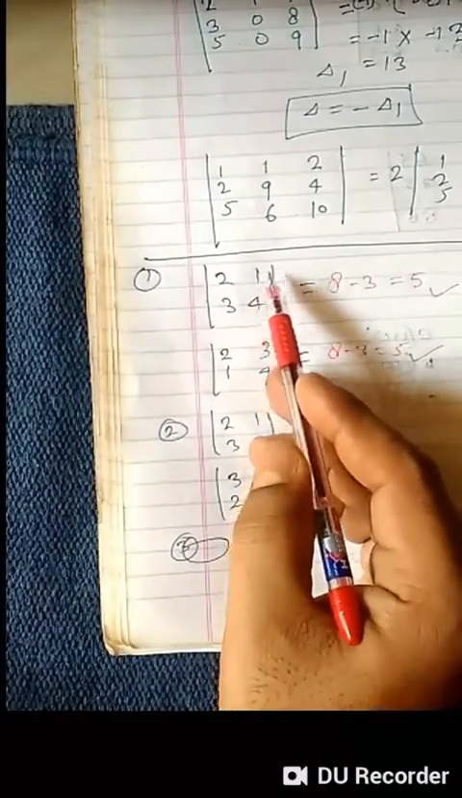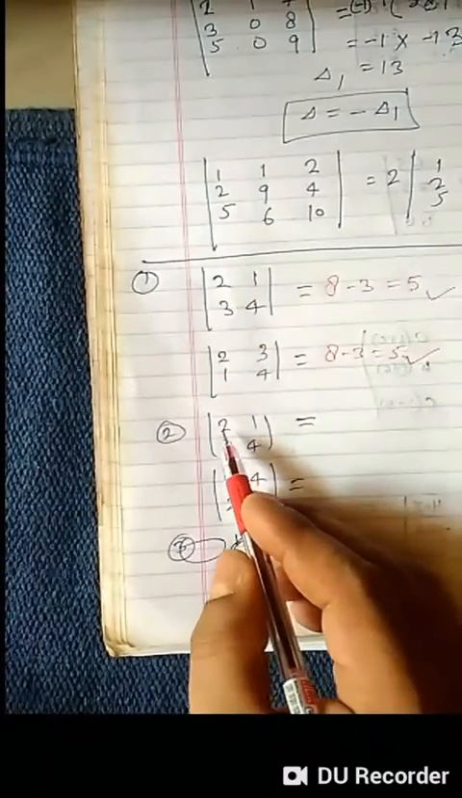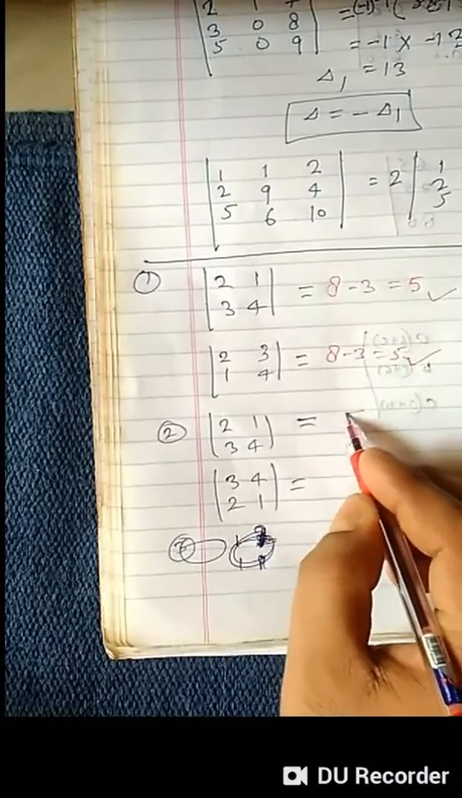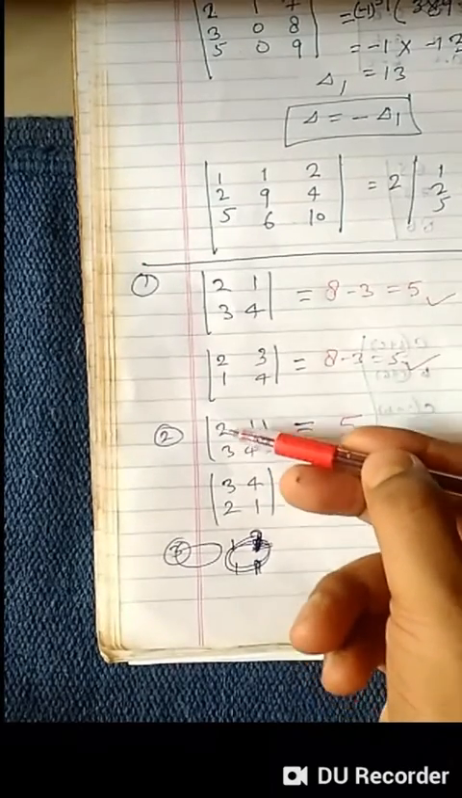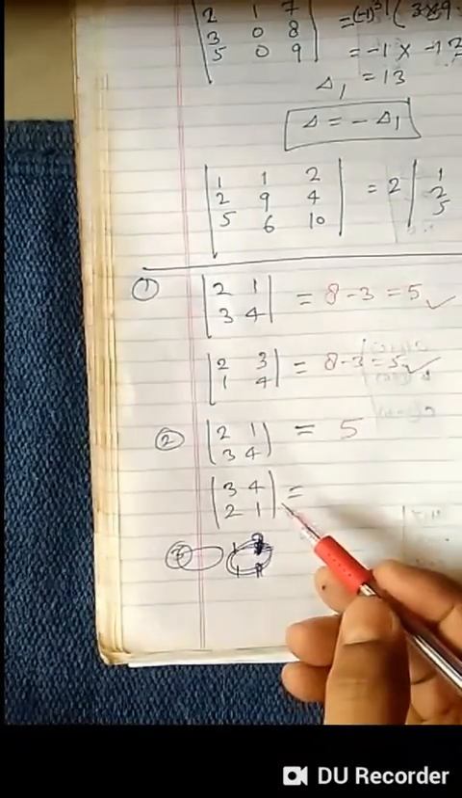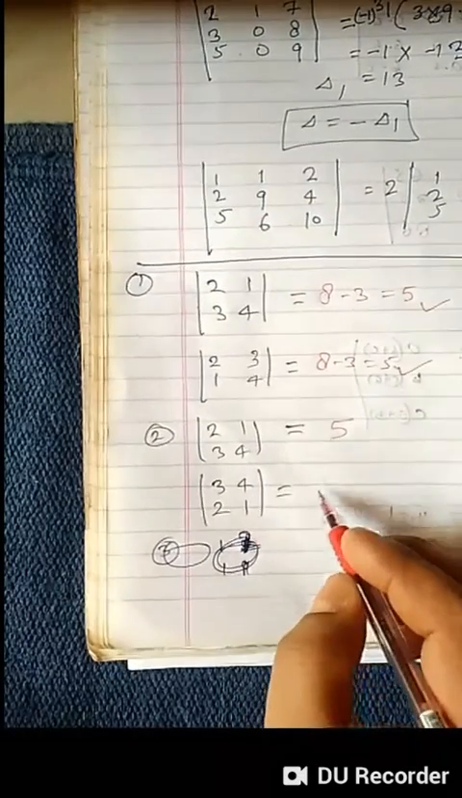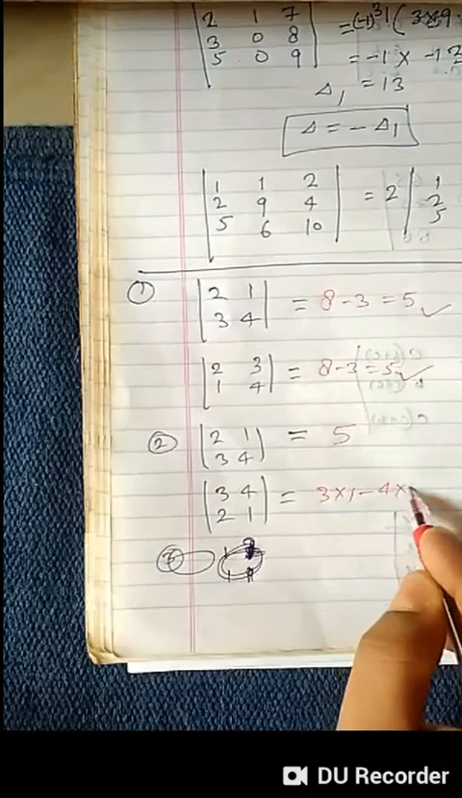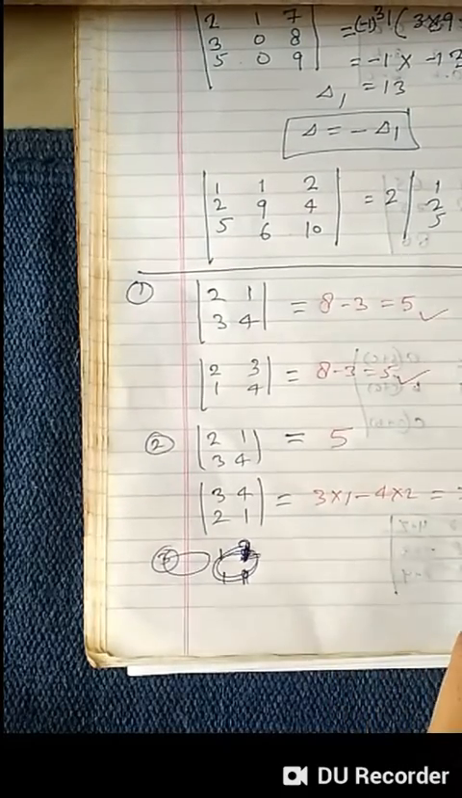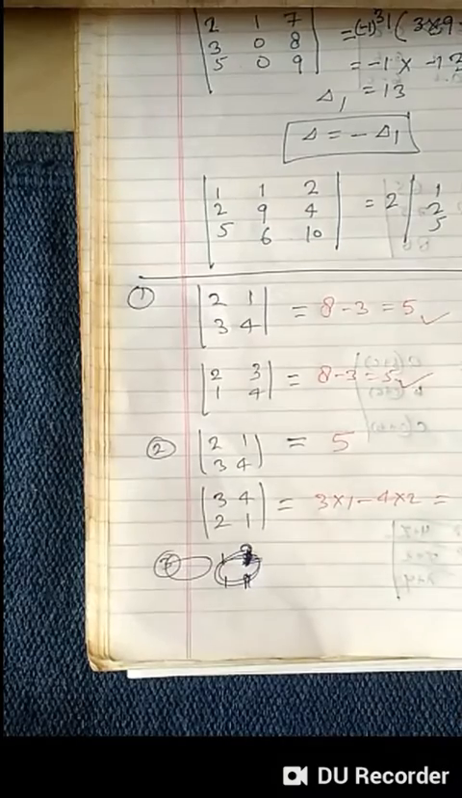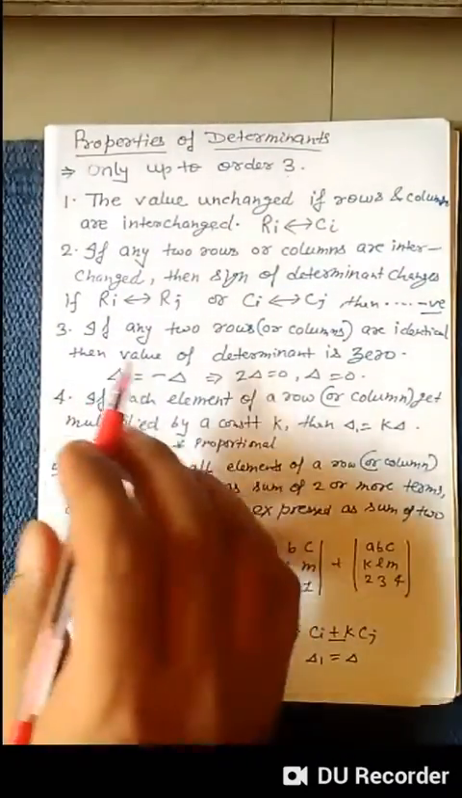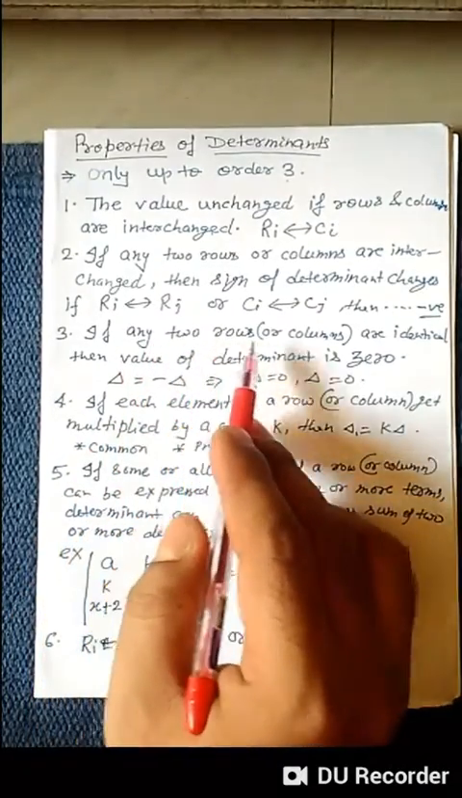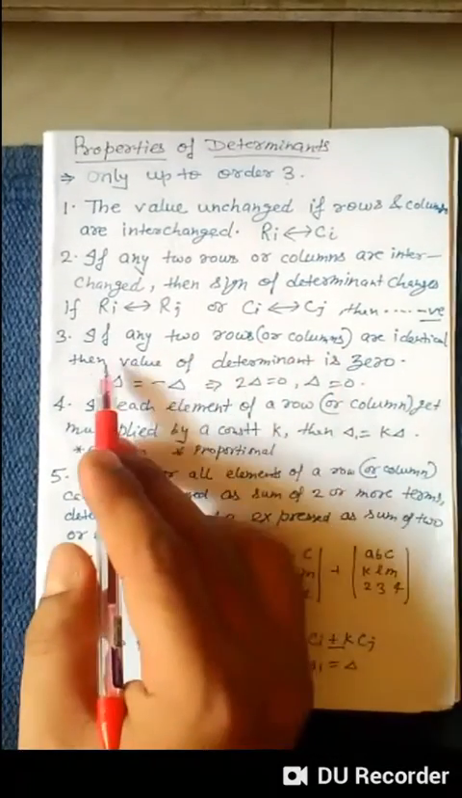See, same determinant I have taken. Now you find the value 2 1 3 4, already you have found. This value is 5. Now what I'll do, I'll exchange one row with another. Means row 1 I'll make row 2 and row 2 I'll make row 1. That is interchange. So now if I find its value, it will be 3 into 1 minus 4 into 2, that is 3 minus 8, that is minus 5. So second property is also holding.